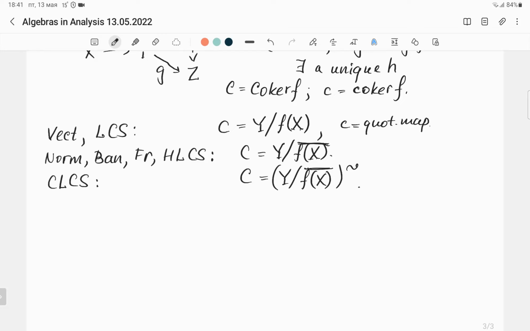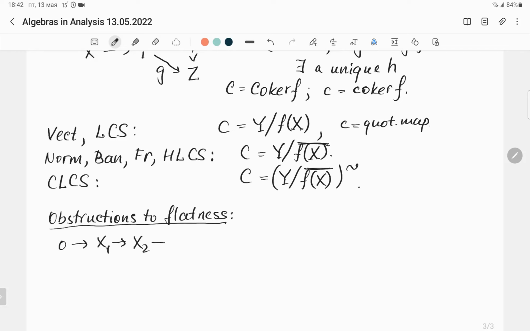And to understand these difficulties better, let's look at some obstructions to flatness. So suppose that we have an admissible sequence of right topological modules.